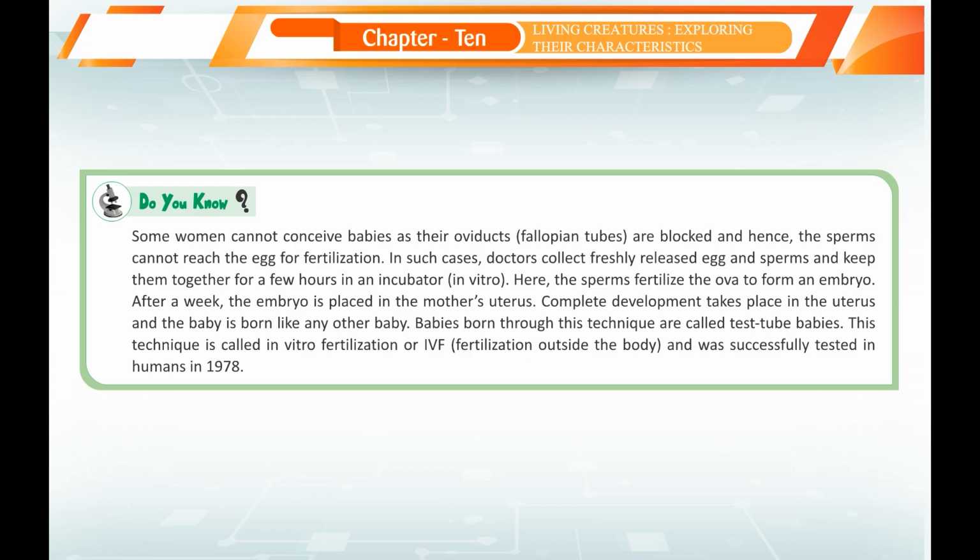In such cases, doctors collect freshly released egg and sperms and keep them together for a few hours in an incubator in vitro. Here the sperms fertilize the ova to form an embryo. After a week, the embryo is placed in the mother's uterus. Complete development takes place in the uterus and the baby is born like any other baby. Babies born through this technique are called test tube babies. This technique is called in vitro fertilization or IVF, fertilization outside the body, and was successfully tested in humans in 1978.